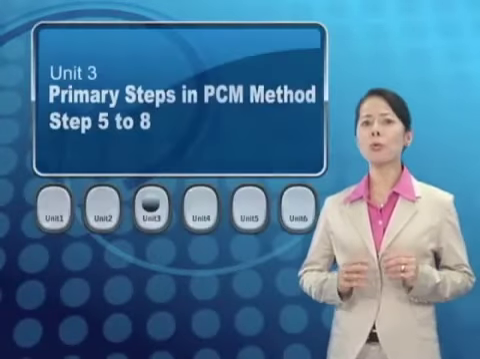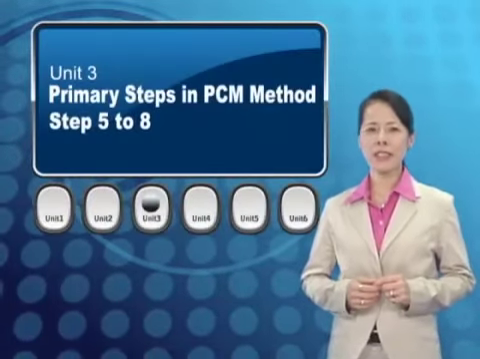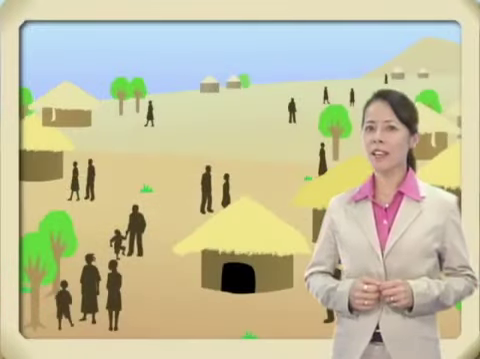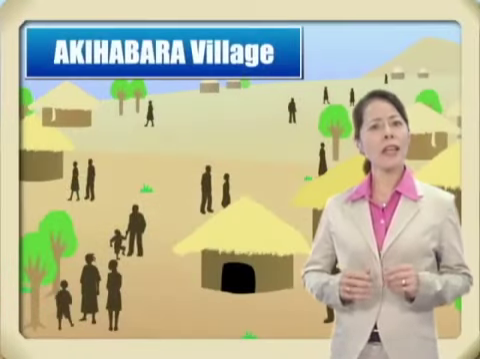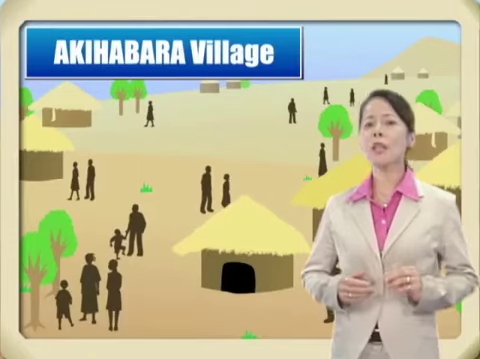Outlines of a PDM and an action plan were already explained in Unit 3. This time again, let us use the case of Akihabara village for purpose of explanation.